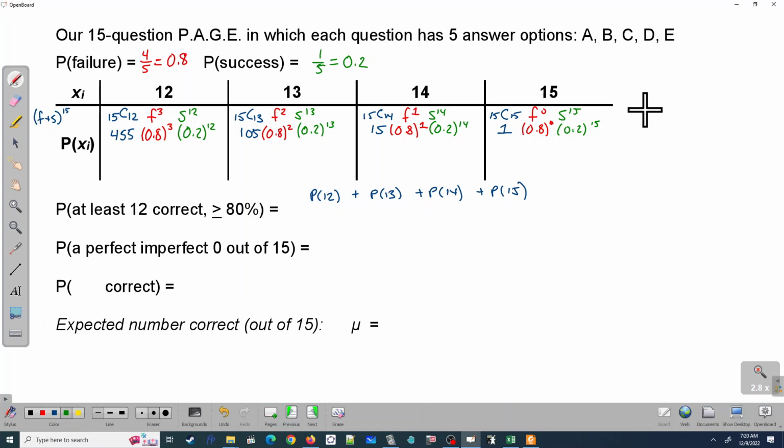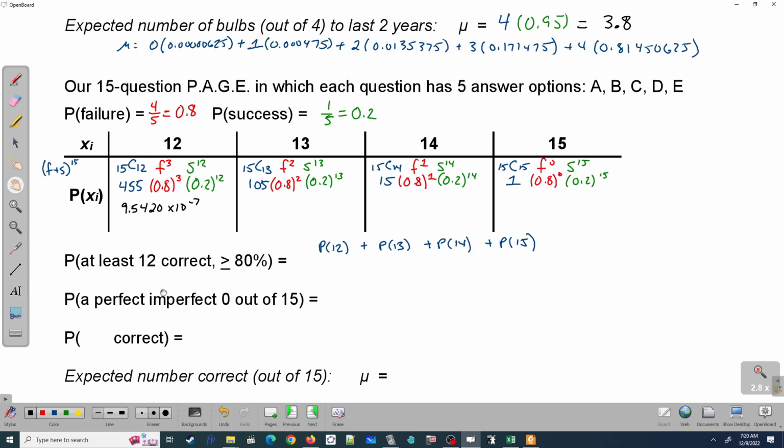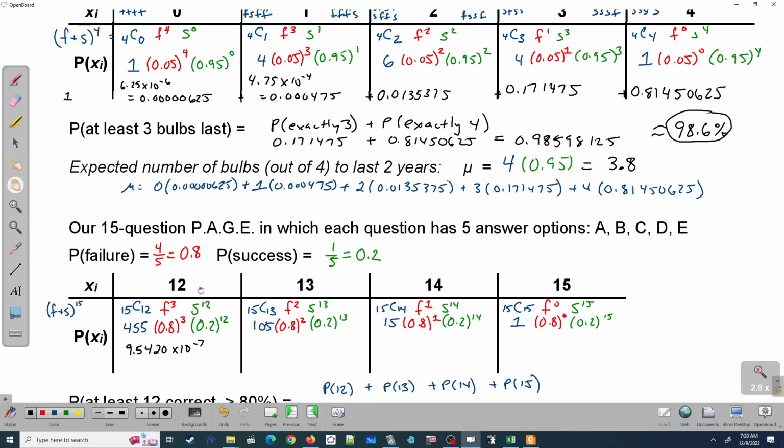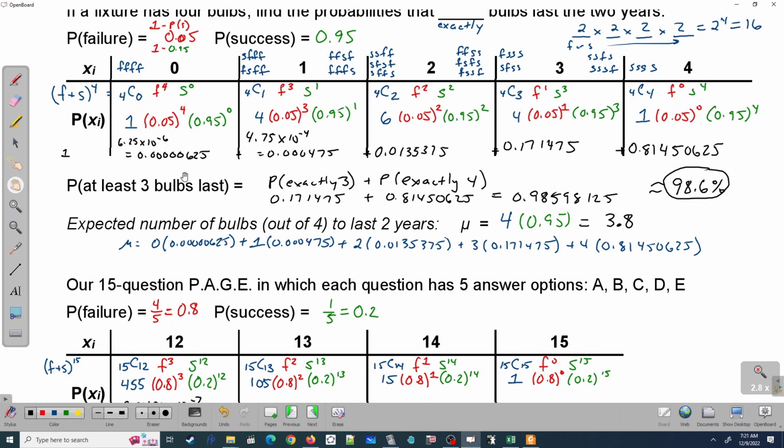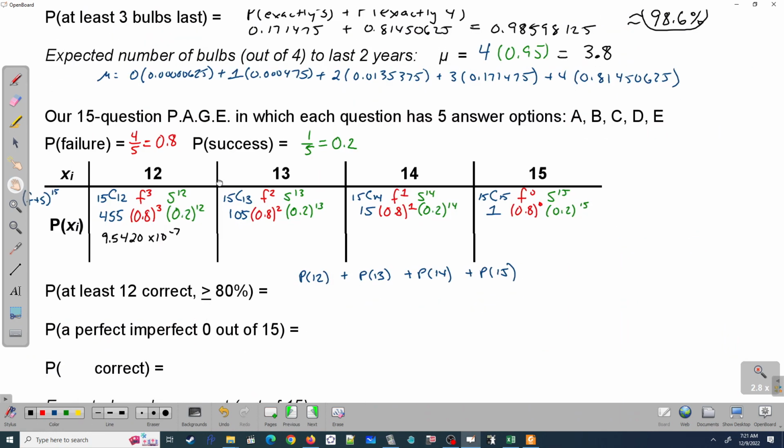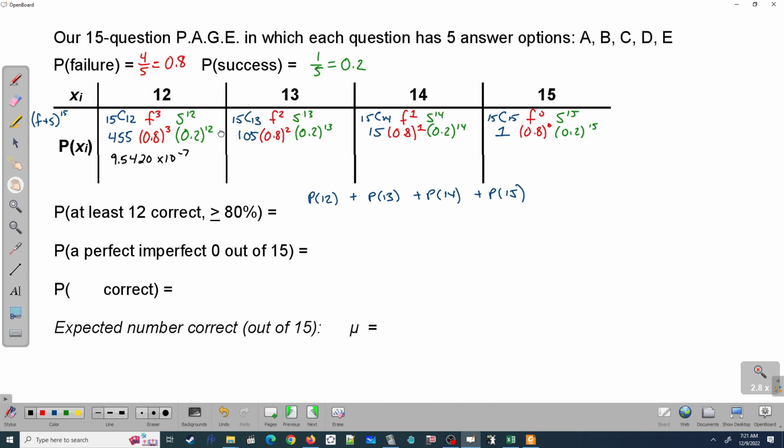Well, I have done all this math on the calculator, and I'm going to share with you the results. And some very interesting things happen. First off, 9.5420 times 10 to the negative 7 shows up. And that already tells me something kind of important, that this probability is actually harder to accomplish than it was to get all 4 bulbs to be bad in a 2-year span. So that's pretty impressive.